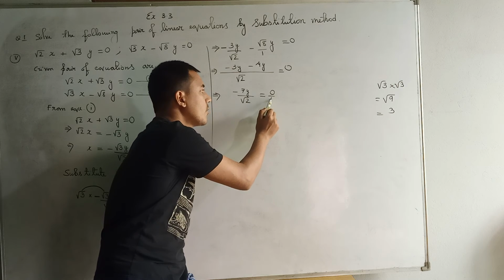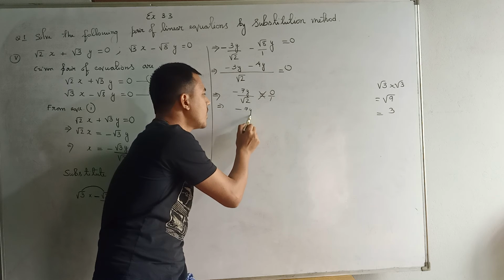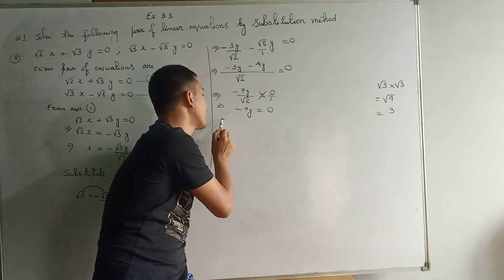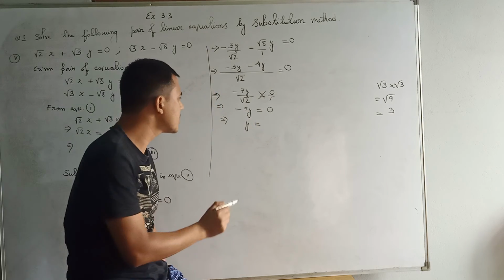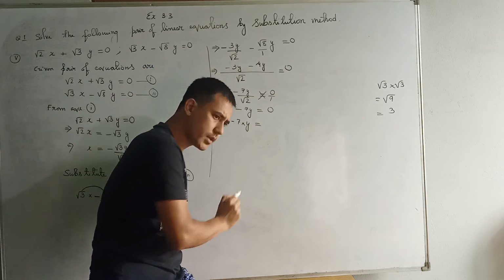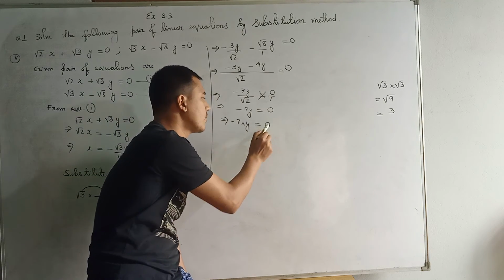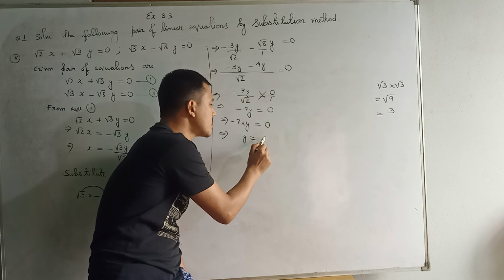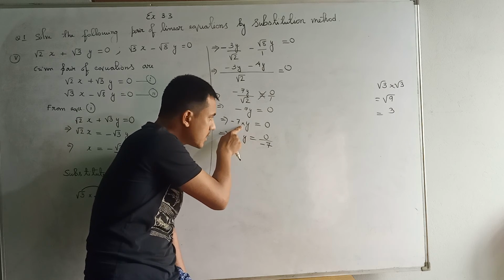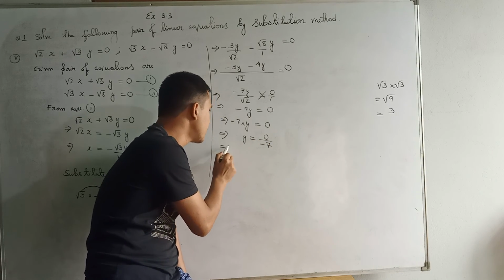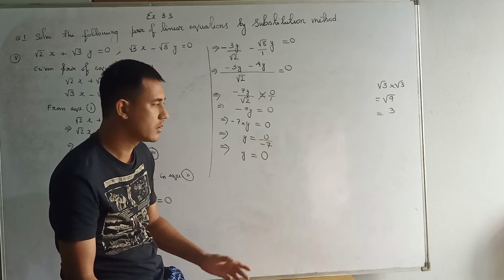In order to find y, we have to cross multiply. Minus 7y is equal to 0. Minus 7y means minus 7 times y. So y equals 0 upon minus 7, since the product becomes division. That gives you y as 0. So y is 0.